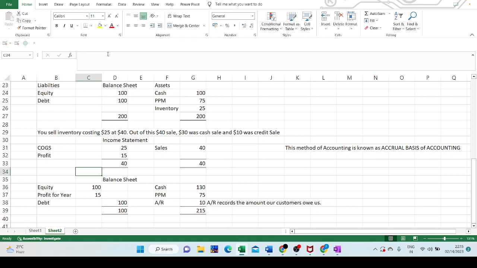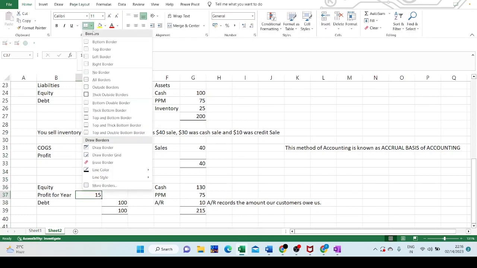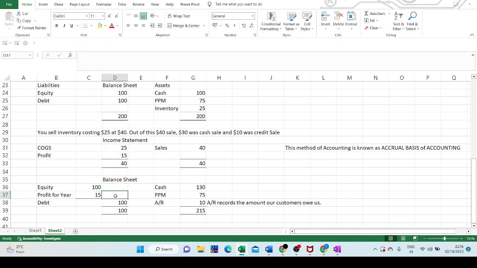Profit for the year was $15. So your total equity would now be 100 plus profit for the year, which is 115. So again, our balance sheet has tallied. The asset and the liability side are equal, guys. Once your asset and liability side are equal, you are rest assured that you have not made a mistake in recording a transaction.